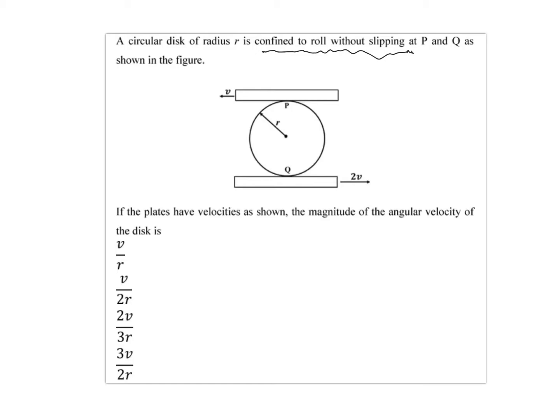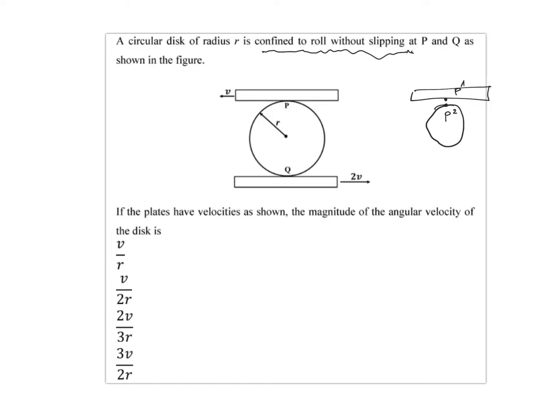So what is the implication when they say it rolls without slipping? It's fairly simple. If I zoom in at this location, there are two points, right? There is a point that corresponds to the plate, and then there is a point corresponding to the disc. Let's say I will call it P1 and I will call the point on the disc P2. So they are coincident points. They occupy the same position, but they are two different points.